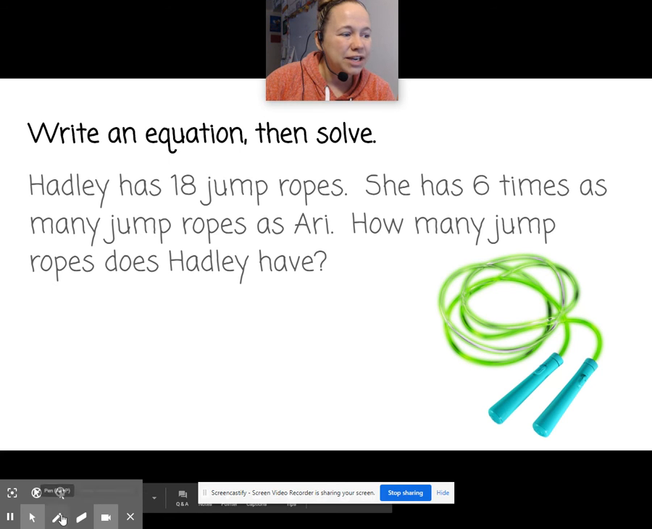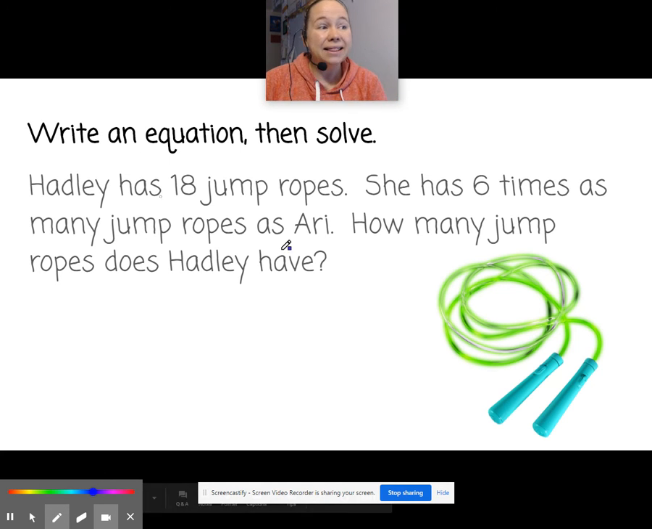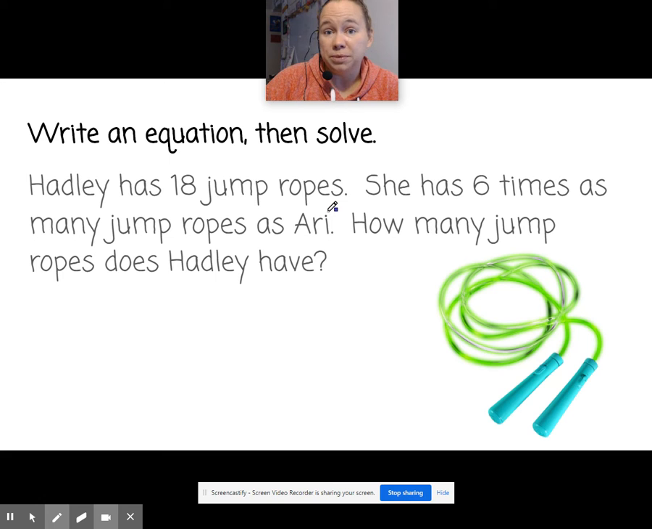All right, write an equation, then solve. Hadley has 18 jump ropes. Remember I like to underline or highlight the keywords in the word problem? She has 6 times as many jump ropes as Ari. Okay, how many jump ropes does Hadley have? So we're trying to figure out what Hadley has. So I'm going to write H for Hadley. Hadley equals, right?